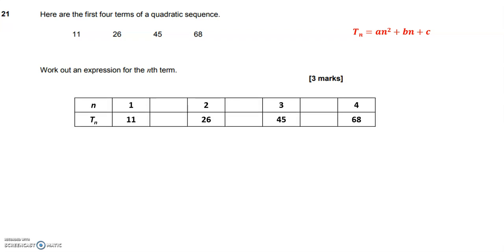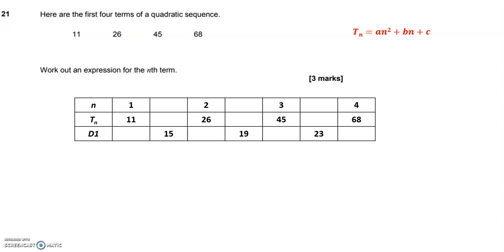So the way to do this is to write out a table. N is 1, 2, 3, 4. That's for the first four terms. And the nth term is 11 and 26 and 45 and 68. Now the really essential thing is that I've left a blank column between 1 and 2, 2 and 3, 3 and 4. That is utterly essential that you do that.